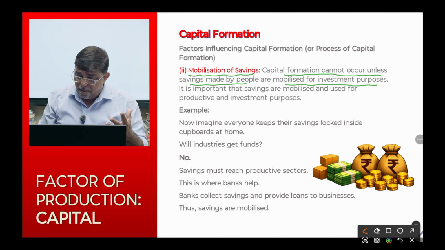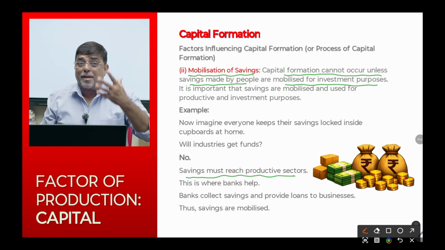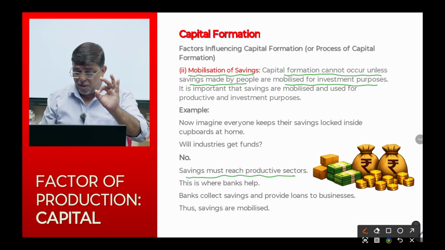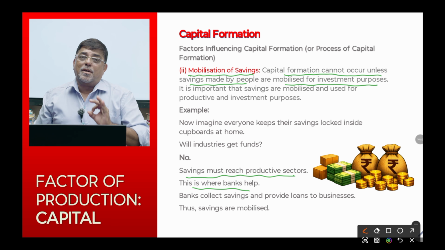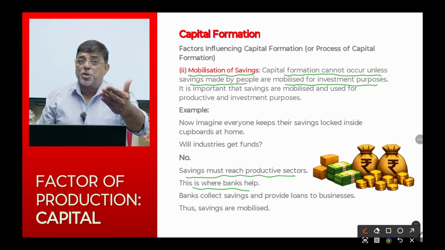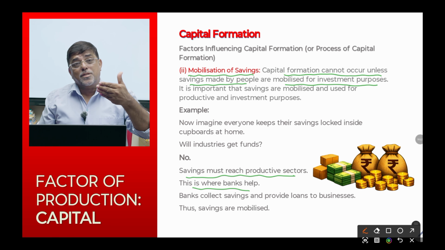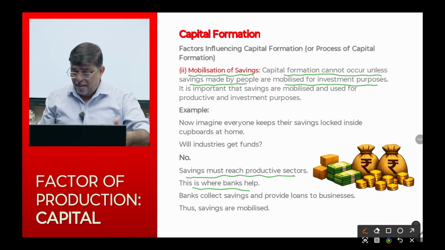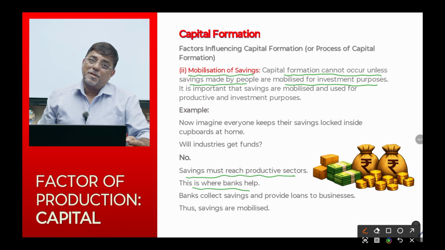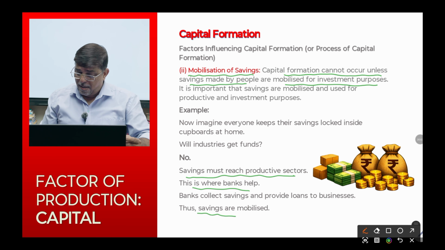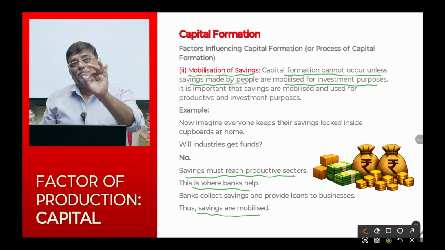Now, savings must reach the productive sectors. And who will be the mediator? Banks. This is where banks come to help out. So, what do banks do? Banks will collect the savings from you and me and then provide loans to business people. Thus, you see, your saving is mobilized.